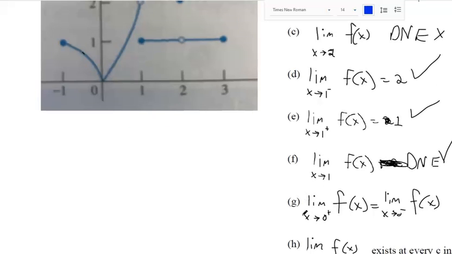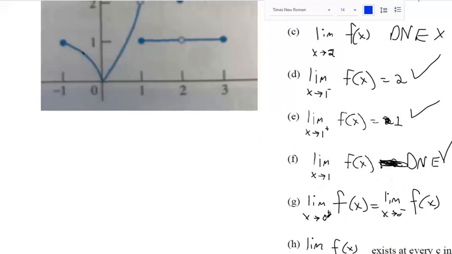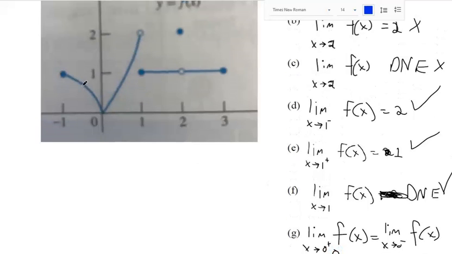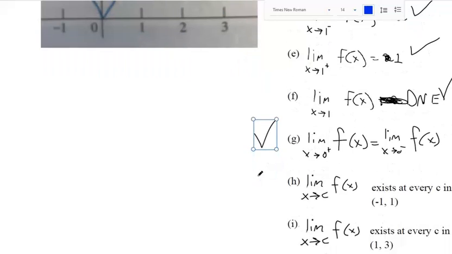In part G, the limit as x approaches 0 from the right, so here's 0. We want to think about the y values as x gets closer to 0 coming from the right. The y values are getting infinitely close to 0. Okay, so this limit is 0. And let's see if it's equivalent to the limit as x approaches 0 from the left. So thinking about the y values, got 0.5, 1/2. We're getting infinitely close to 0 from the right. So those are equal to each other, so this is a true statement.